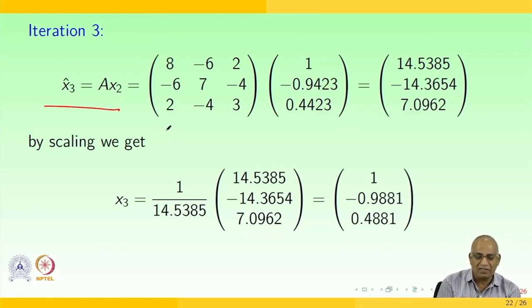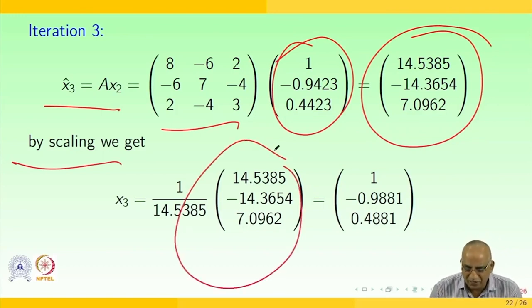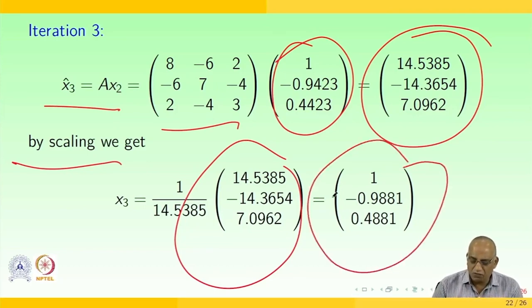When you go to iteration 3, x3 cap is equal to A x2, where A is the coefficient matrix which we have simplified, multiplied with x2. It turns out to be a 3 rows 1 column matrix: 14.5385, -14.3654, 7.0962. By scaling we get x3 as 1 over 14.5385 times this matrix, that is 14.5385, -14.3654, 7.0962, which turns out to be 1, -0.9881, 0.4881.